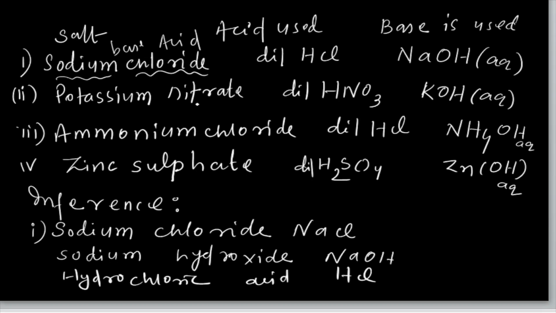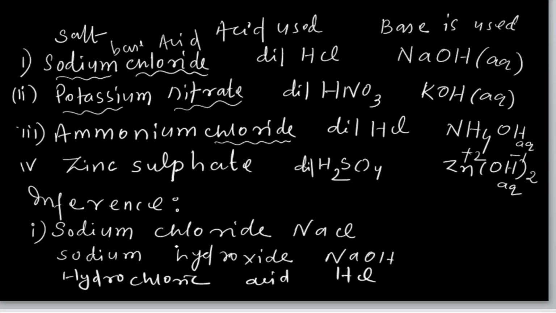Similarly, if you see potassium nitrate, this is the acid part and this is the base part. So you can say the base is potassium hydroxide and the acid is dilute nitric acid. Ammonium chloride: the Cl minus part is from dilute hydrochloric acid, and ammonium is from ammonium hydroxide, because we know salt is formed by the combination of acid and base. Zinc sulfate comes from dilute sulfuric acid and zinc hydroxide. The formula should be Zn(OH)2, because zinc has a charge of plus 2 and OH has a charge of minus 1.